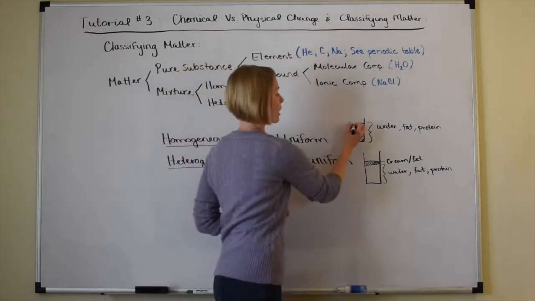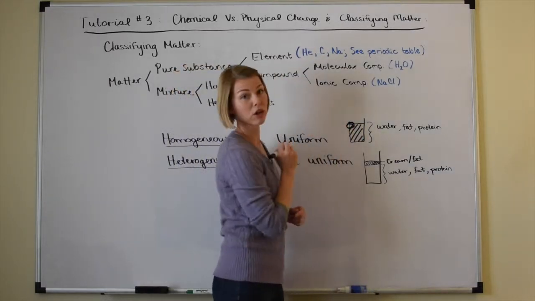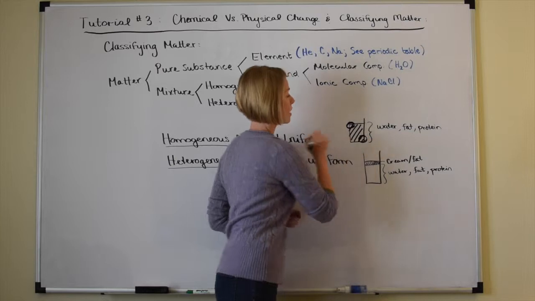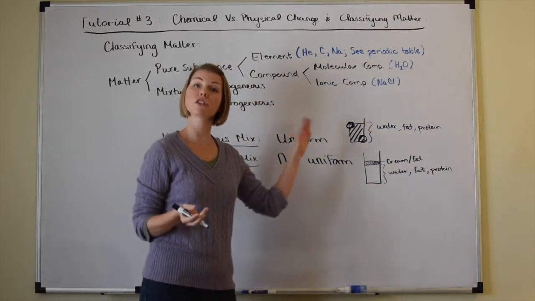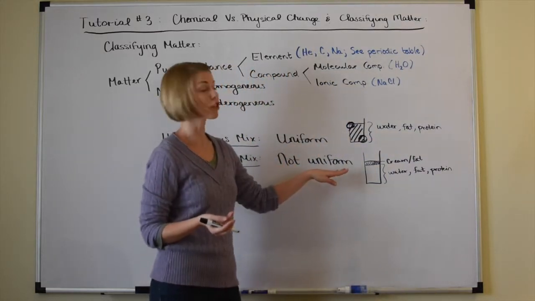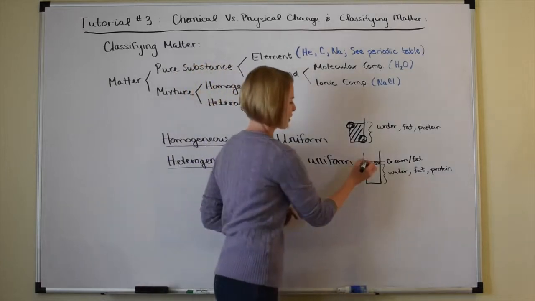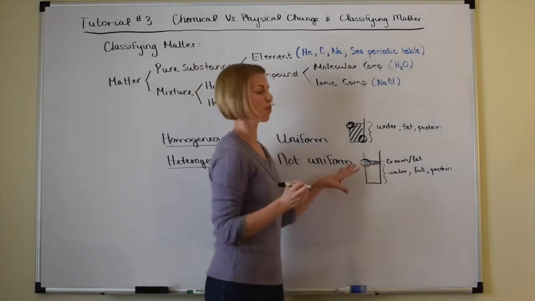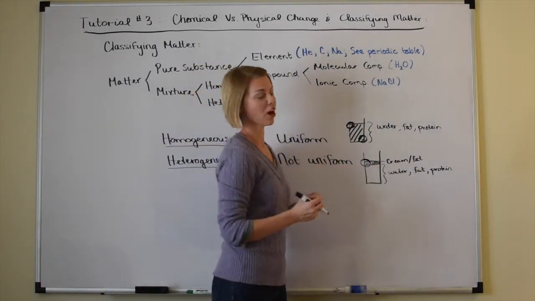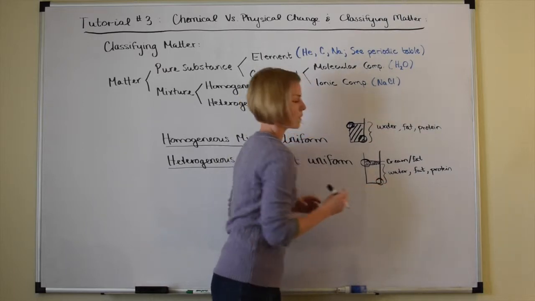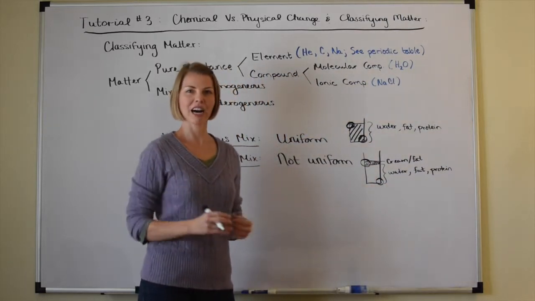So your first drink of homogenized milk is going to be the same as the last drink because it's uniform throughout. Whereas your first drink from your unhomogenized milk is going to contain a lot more of the fat and the cream that floats on top, and your last drink is going to be a little more of a watery consistency.